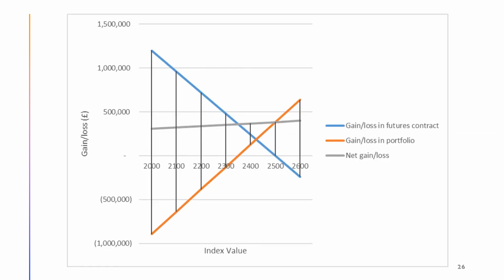I also plot the gain and loss for the stock portfolio, the futures position, and the net position. The red upsloping line represents the gain in the stock portfolio, which is positively related to the index value. The blue downsloping line represents the gain or loss from selling the index futures. The gray line is the net gain or loss, which is the summation of the red line and the blue line. Hedging reduces risk and provides a smooth return.